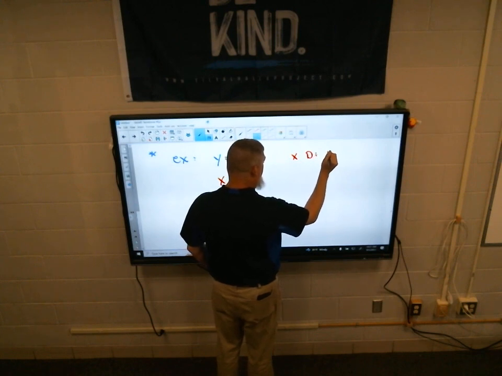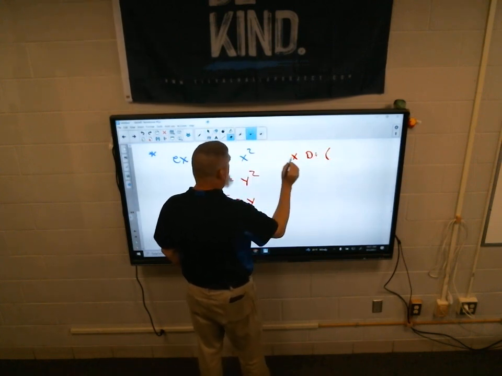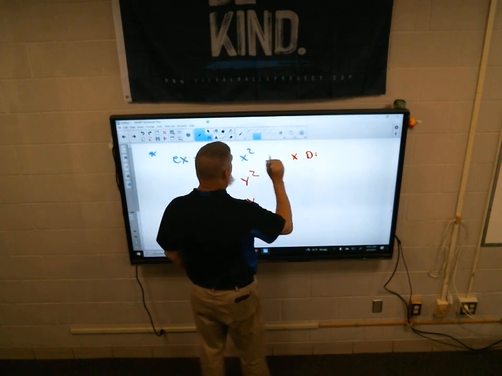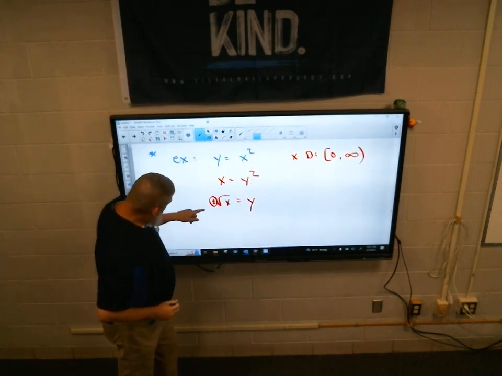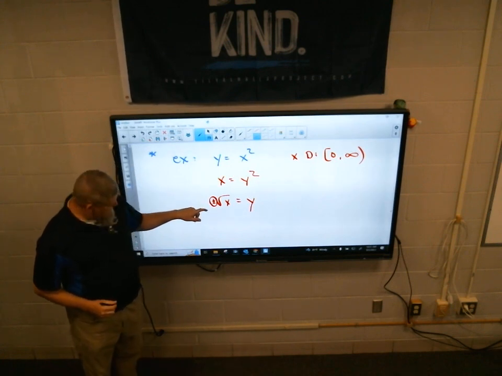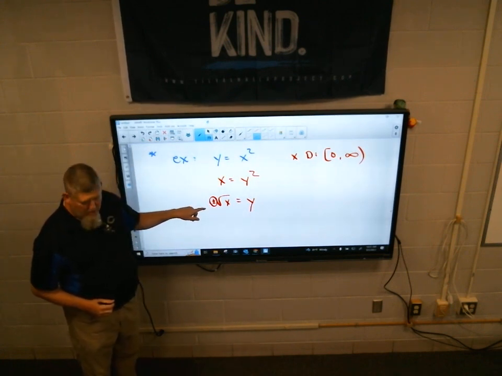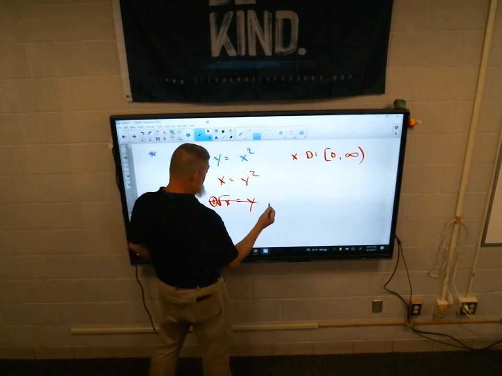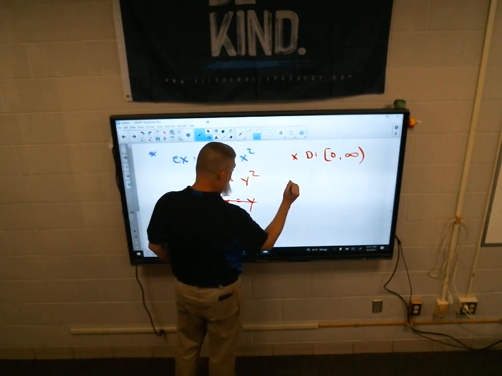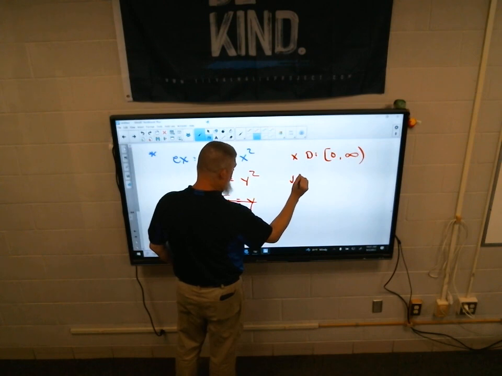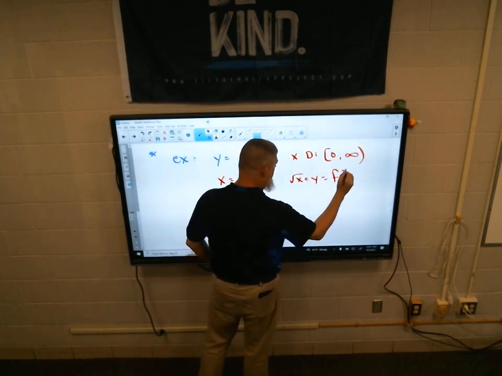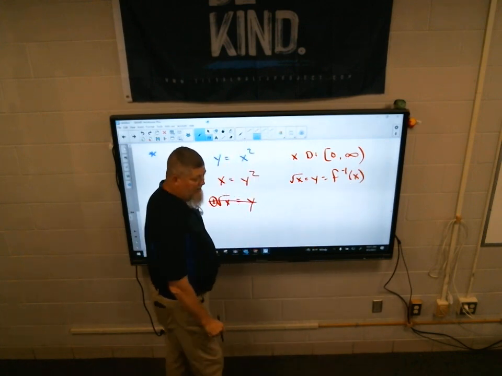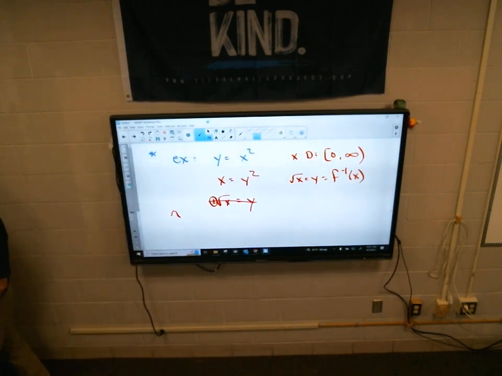So, going back to this one, if I say the domain is 0 to infinity, then which one of these two do I want, the positive or the negative? I want just the positive. So then my answer would be square root of x equals y, which would be the inverse. If I just limit that domain and say, I only want to look at a part of it.